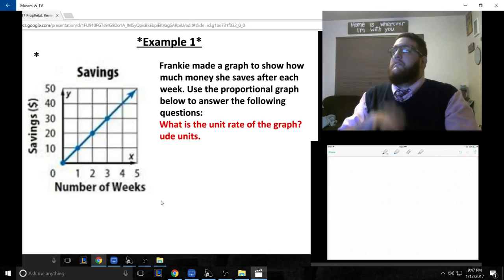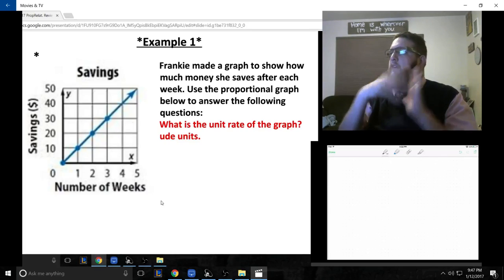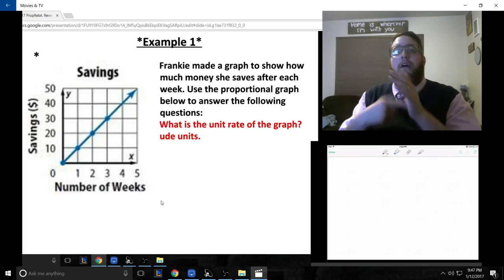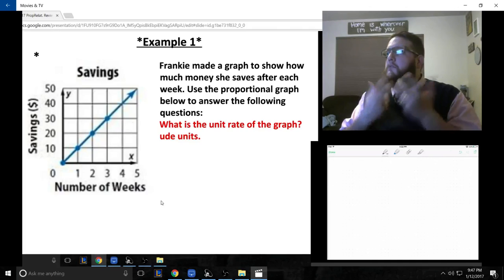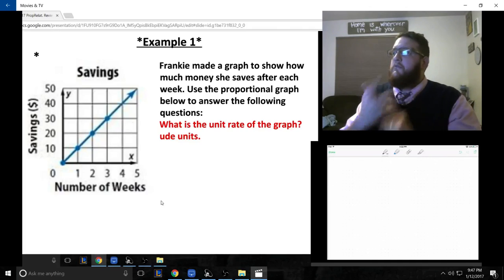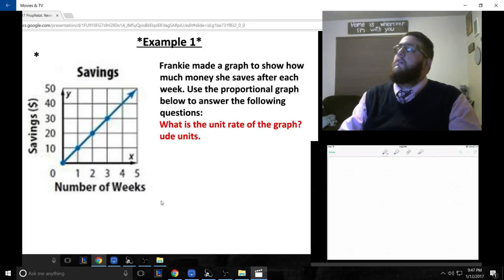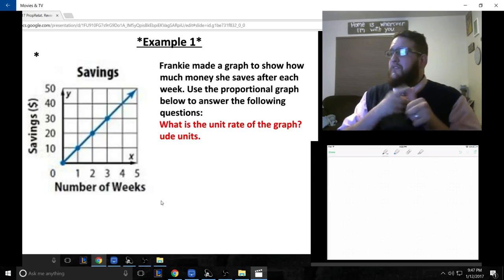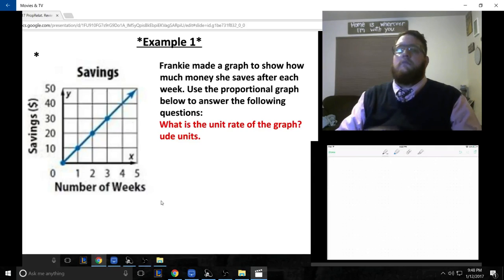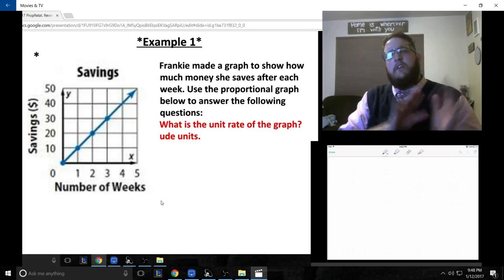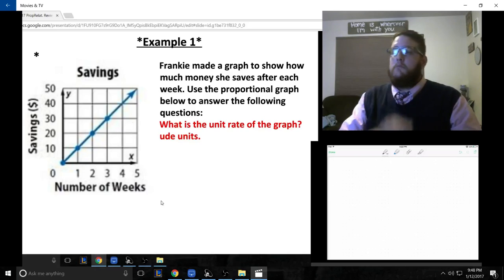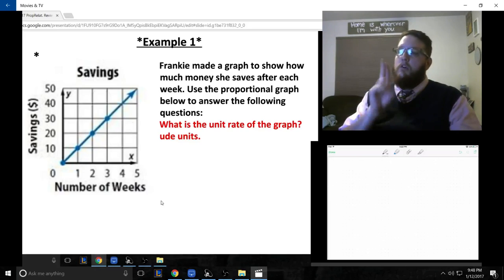So in our first example, Frankie made a graph to show how much money she saves after each week. Use the proportional graph below to answer the following questions. What is the unit rate of the graph? I believe the "include the units" instruction got cut off, so we don't have to really worry about that.